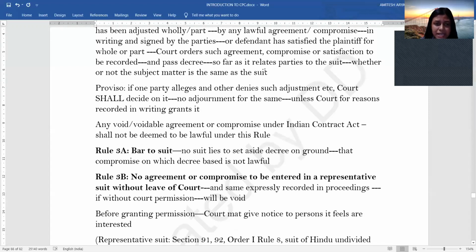Now, Rule 3A states bar to suit. You cannot go for a suit to set aside a decree on the ground that the compromise on which the decree was based was unlawful.